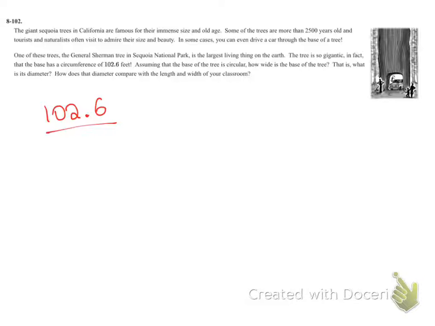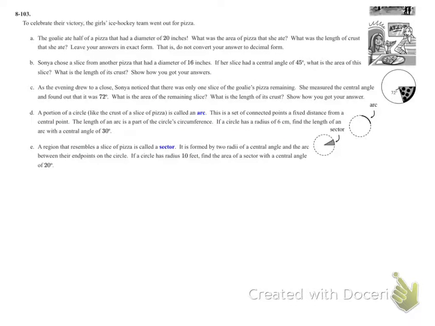the diameter, or the distance across, would be 102.6 divided by pi, which is approximately 32.7 feet. So if you want to do that one on your own, try it. That would be a good test to see if you have a good understanding of this or not. But for time's sake, we are going to skip on to the next problem.